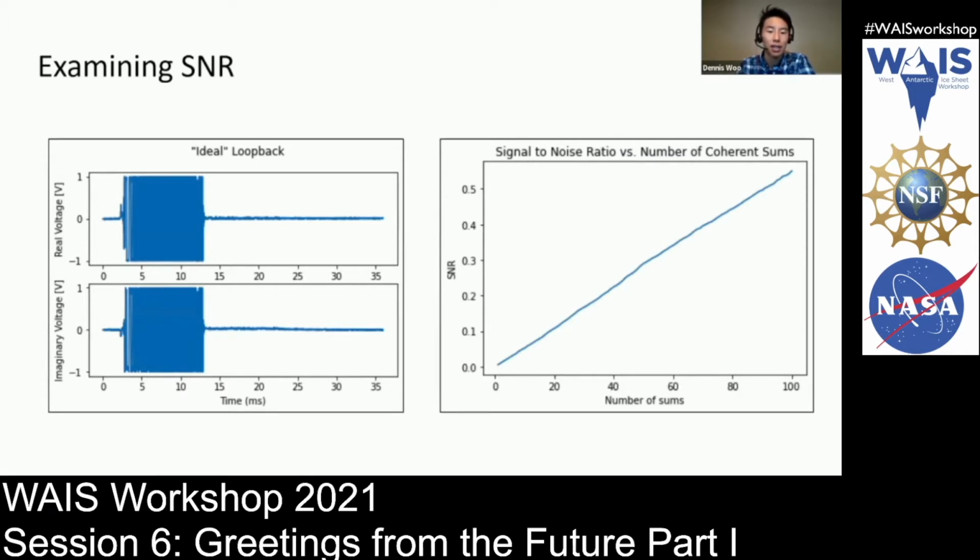So that's on the left-hand side of the screen. And plotting the SNR versus the number of sums gives the graph on the right-hand side of the screen, which is a linearly increasing line, which is great because this is what we were hoping to see, and that indicates that coherent summation was successful with the B205 Mini.